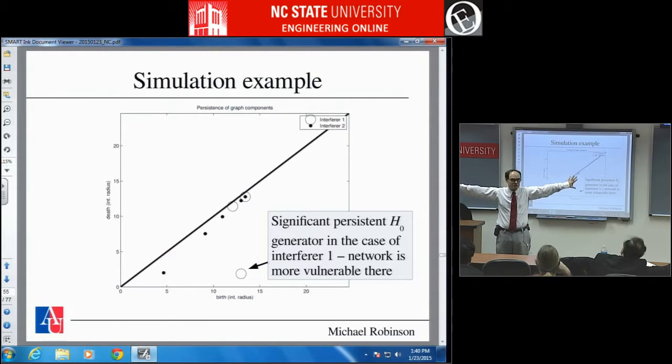Interference source 1 split the network into two halves. That's a major homological change, rather than interference source 2, which really didn't. So interference source 1 is, in some sense, a worse source of interference.